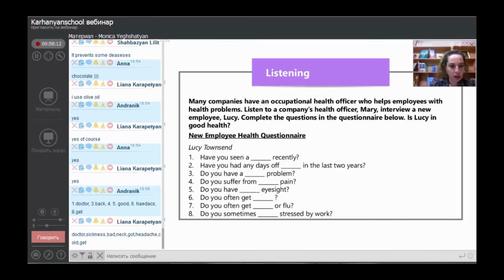First one, Doctor. Yes, Andronik. The second one, have you had any days off? Second one, you haven't? Yes. Days of sickness in the last 2 years, yes. The third one, do you have a back problem? Yeah. Fourth one, yes, Liana, neck pain.